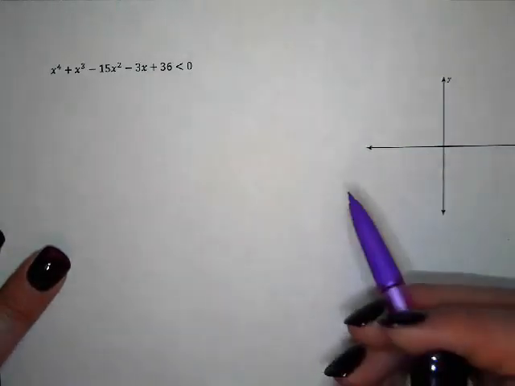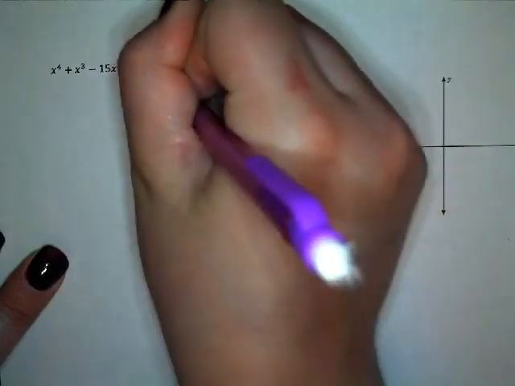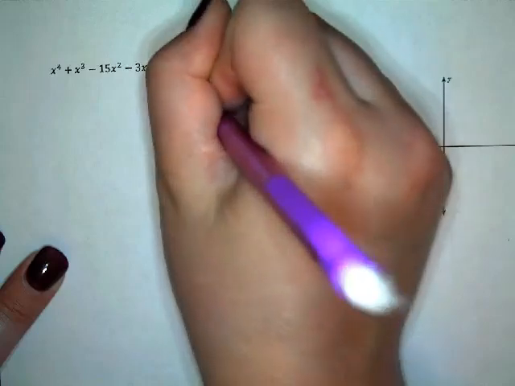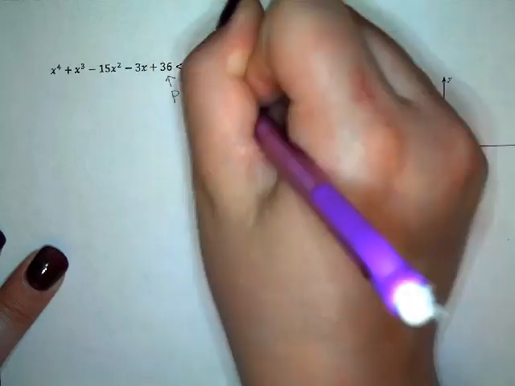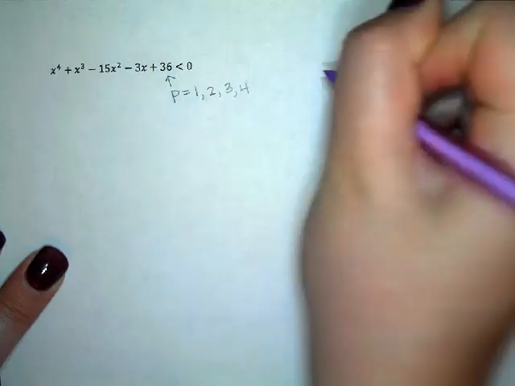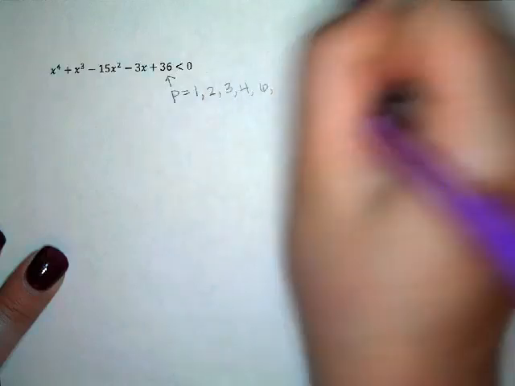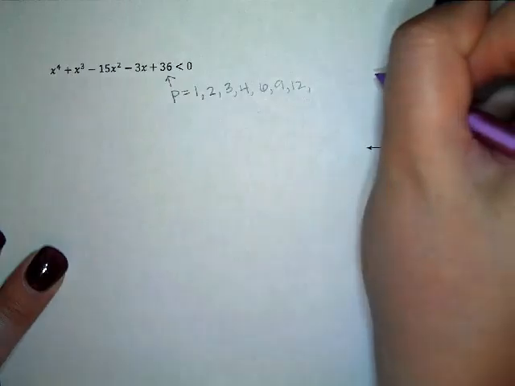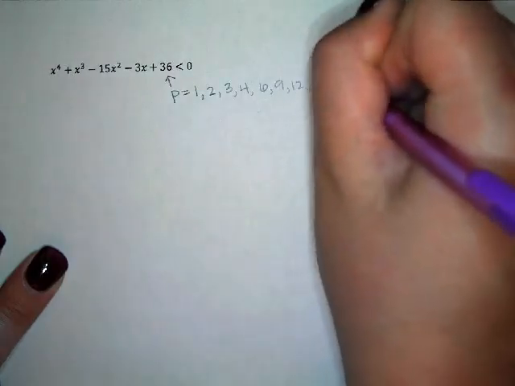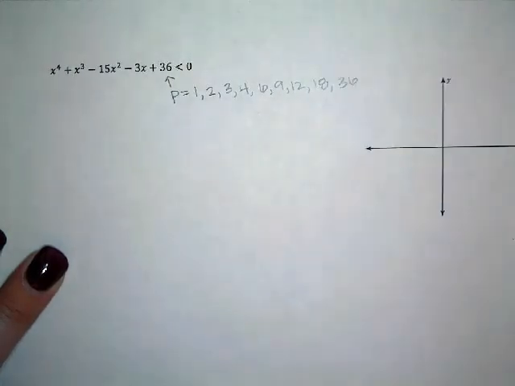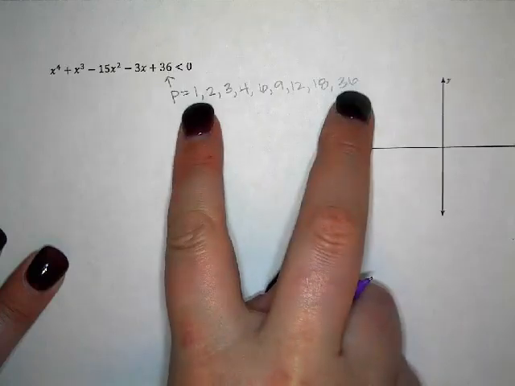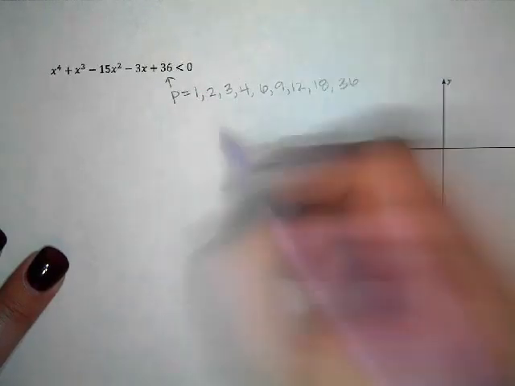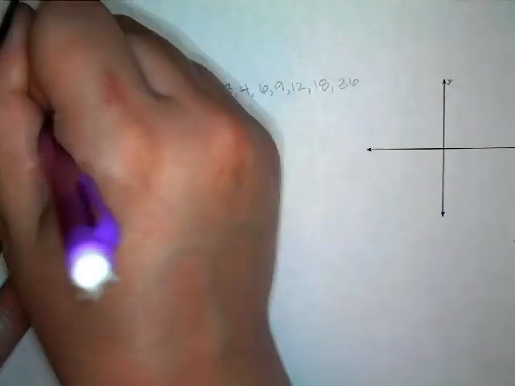So the p-values, there's a lot more of them this time. 1, 2, 3, 4, 6, 9, 12, 18, goodness gracious. Okay, 36 has a lot of factors. I think that's all of them. 1 times 36, 2 times 18, 3 times 12, 4 times 9, 6 times 6. Okay, so that's all of those, and then Q is just 1, thank goodness.